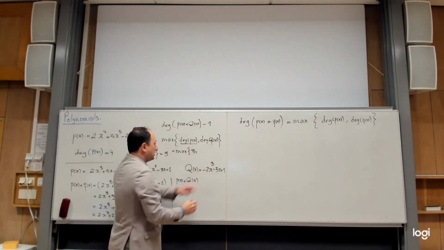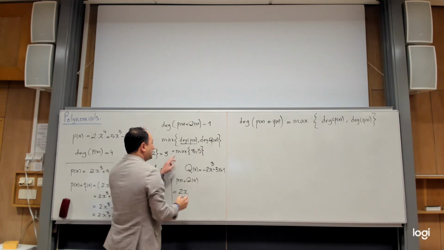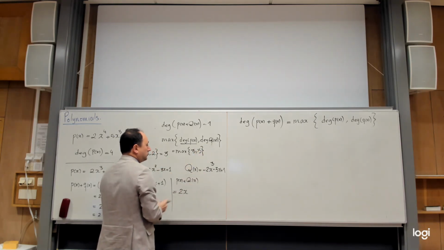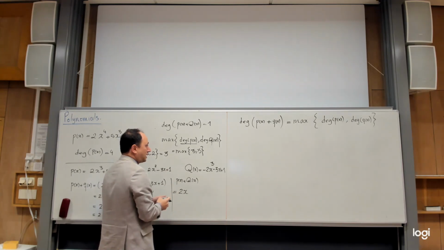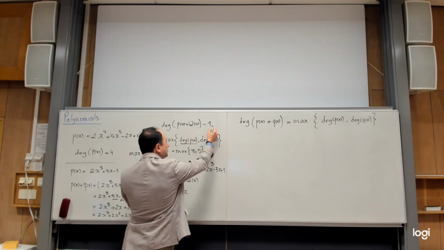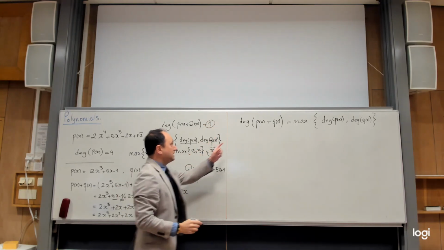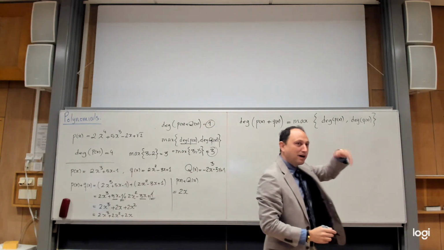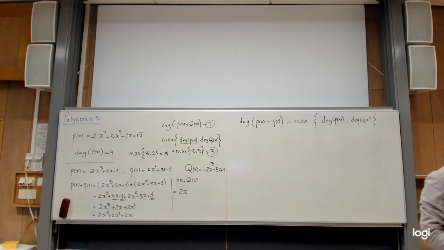The degree of this one is also 3. So what is the maximum now? Everyone, what's the maximum of 3 and 3? It's 3, yes? So you see that these two numbers are not equal. So if I say that this is equal, it might happen that this is not the case. Is that understandable? So the rule is not that they are equal.